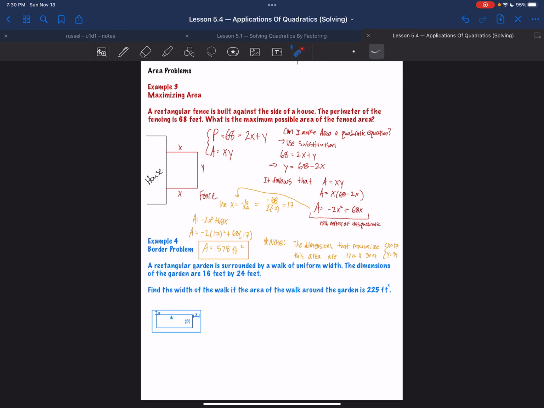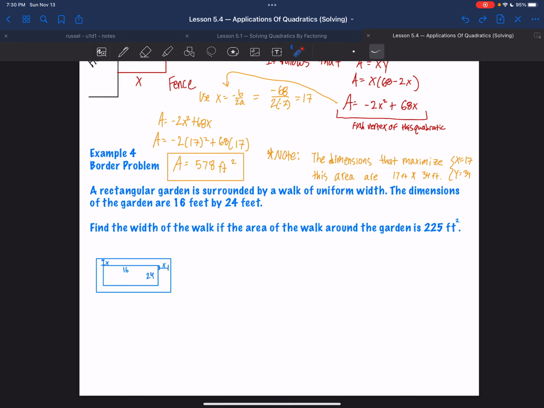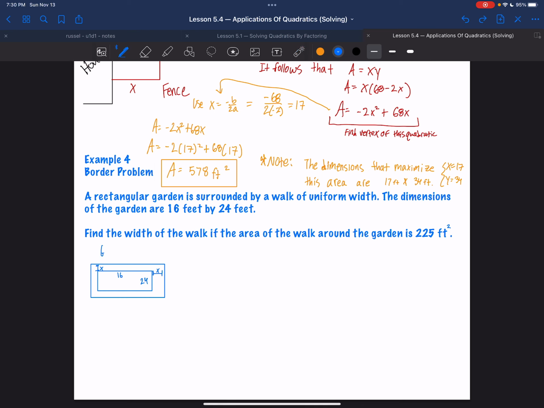Notice here, right? I want to find the width, meaning I want to find x if I know that the area of the walk is that. So I have a few goals here, right? My goal is to find x. But what do I need? I need area of walk in terms of x. This is what we require, right? So how do we do this?